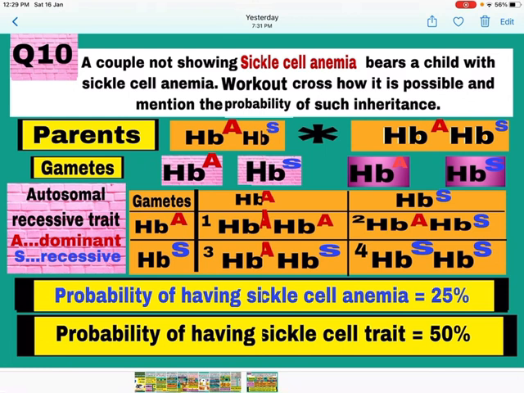Okay. So here out of 4, 1 is having the sickle cell anemia. So probability of having sickle cell anemia is 25%. But one more important thing, how many are carrier? Out of 4, 2 are carriers. So probability of having sickle cell trait is 50%. So this type of question can come in your exam.